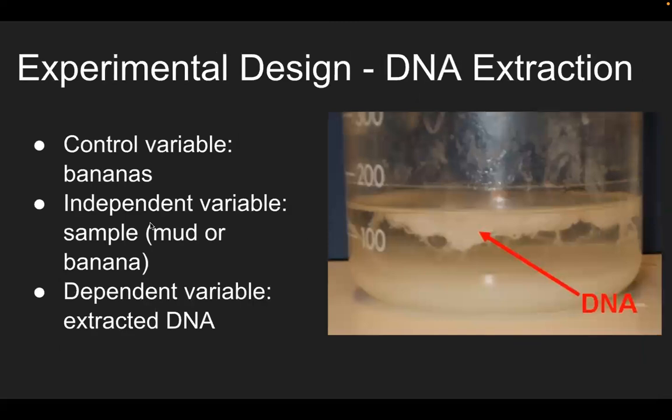Our experimental design. The picture you see is our final product that we will be aiming for. Our control variable is a banana. Our independent variable is our sample, mud or the banana, and our dependent variable is the extracted DNA.